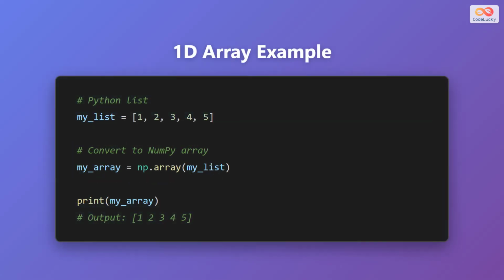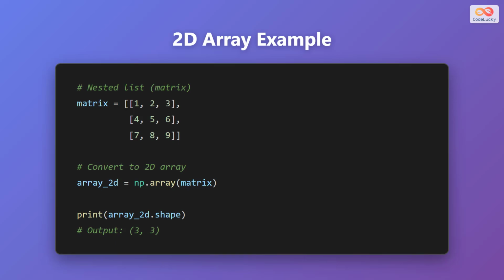Let's look at a practical example with a one-dimensional array. We start with a regular Python list called my_list containing the numbers 1, 2, 3, 4, and 5. To convert this to a NumPy array, we use np.array and pass my_list as the argument. We store the result in a variable called my_array. When we print this array, the output shows the elements in a compact format, 1, 2, 3, 4, 5, without commas between them. This is how NumPy displays one-dimensional arrays.